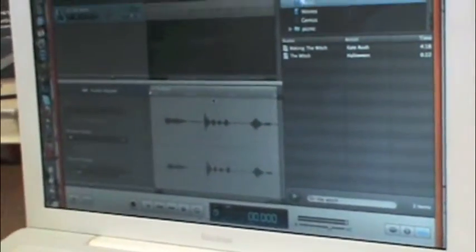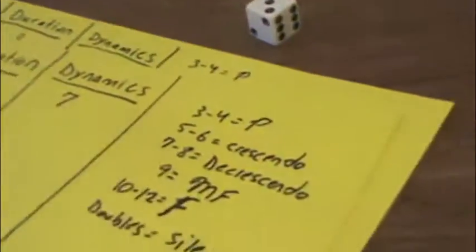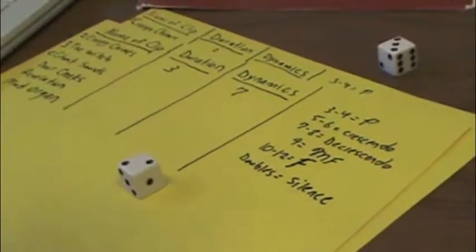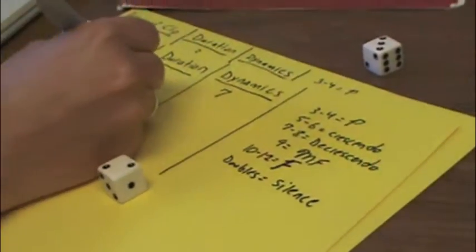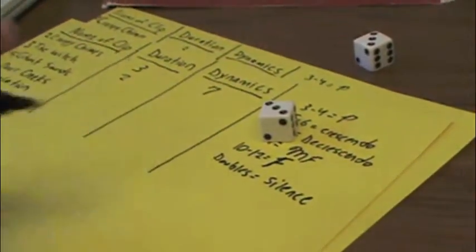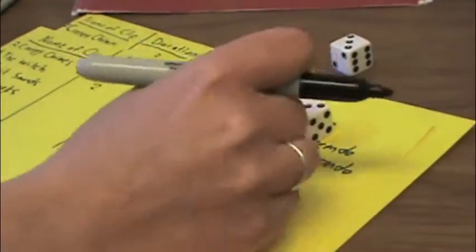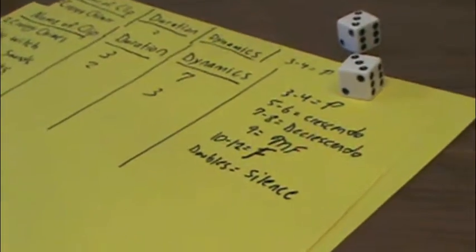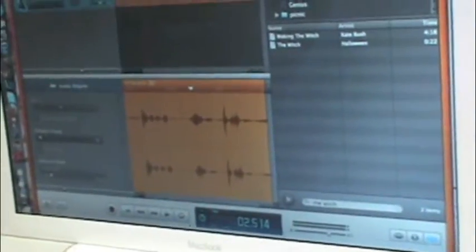Now we're going to go on to the witch sound. The witch sound we haven't rolled for, so we're going to do that. We got 2 seconds, and the dynamic is 3, which actually is piano. So we unmute the witch, and we go up here and mute that. So we're going to play it for 3 seconds, or actually, it looks like 2 seconds. Scary.